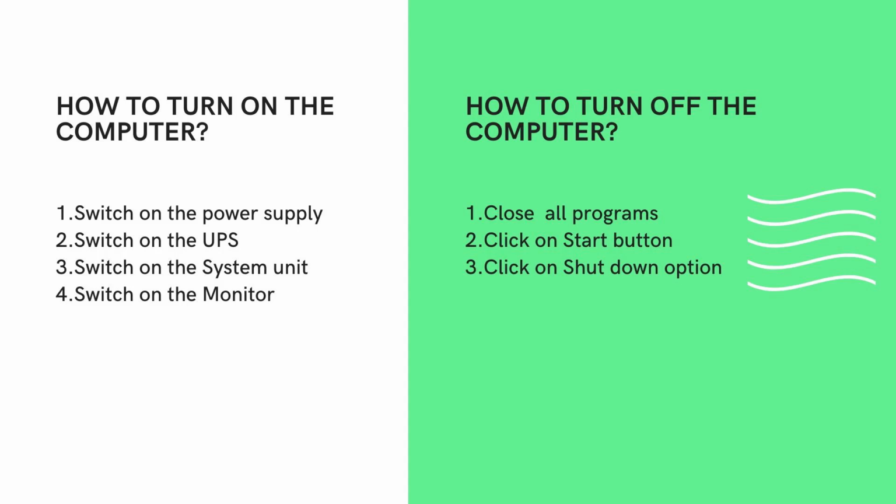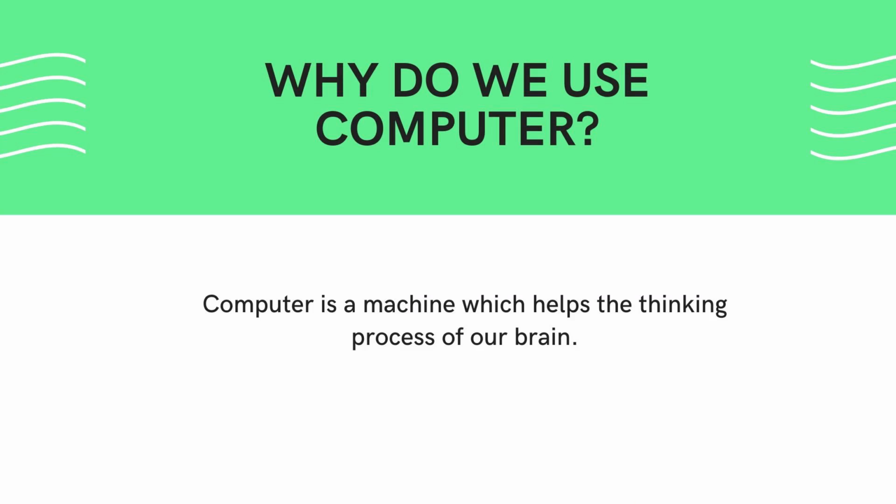Then how to turn off the computer? Close all programs. Second step is click on start button. Then click on shutdown option. Then turn off the monitor. Then switch off power supply. Then switch off UPS.